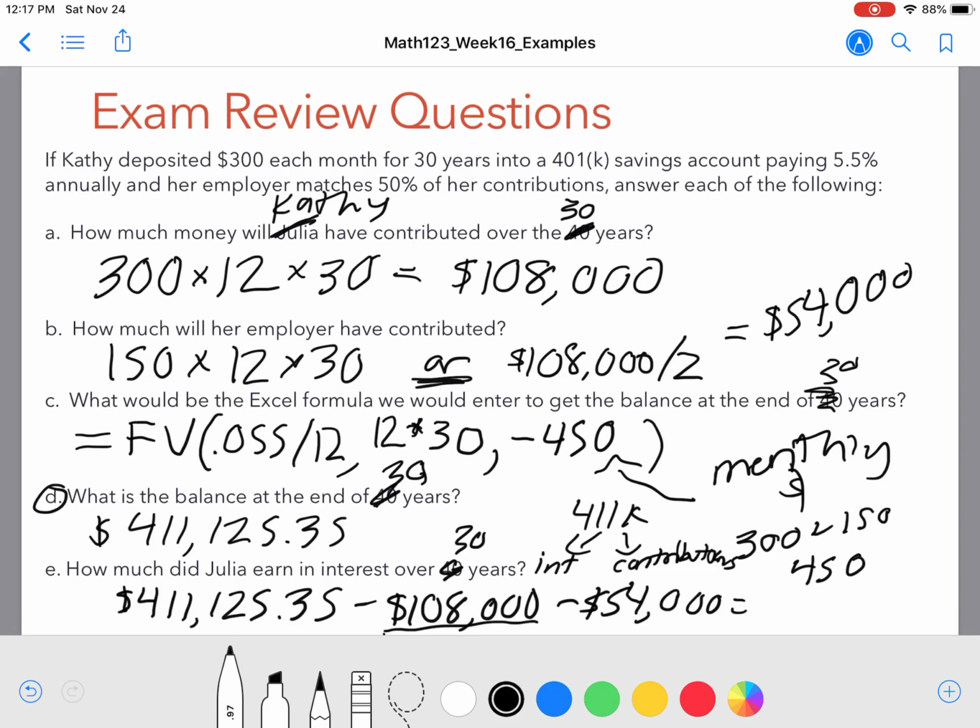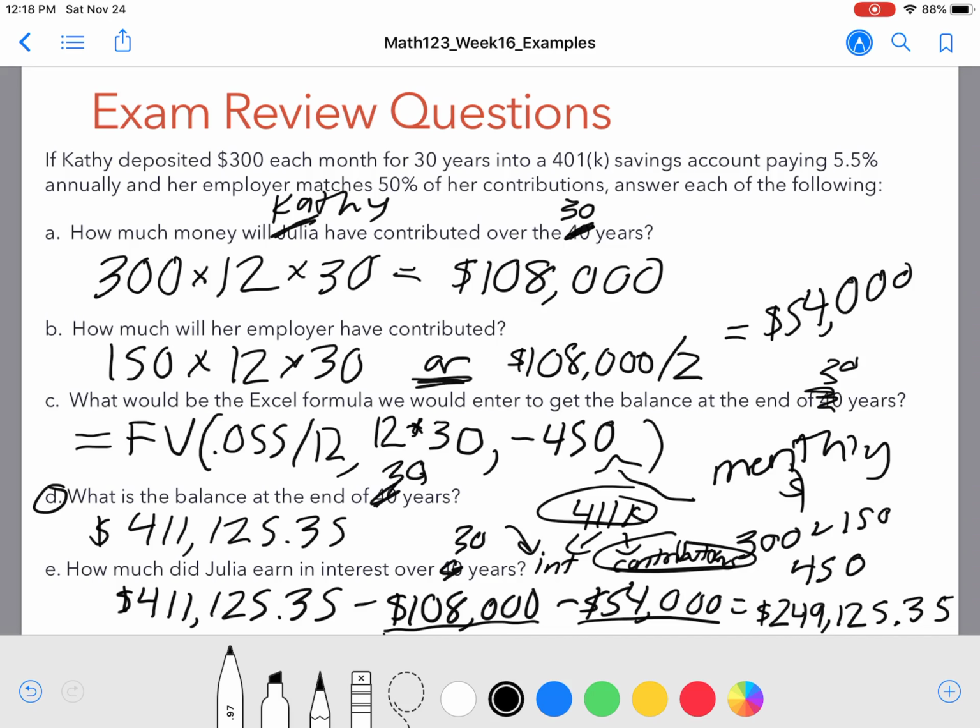All right, we know the contributions. It's the 108 and the 54. So in order to get the interest, we take the total amount that's in her account, we subtract the contributions, and then we're left with the interest. So if we take the 411,125.35, we subtract 108,000, and then we subtract 54,000, we should get 249,125.35. So almost $250,000 in interest over the course of those 30 years.